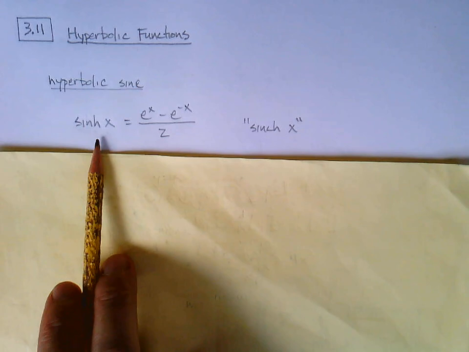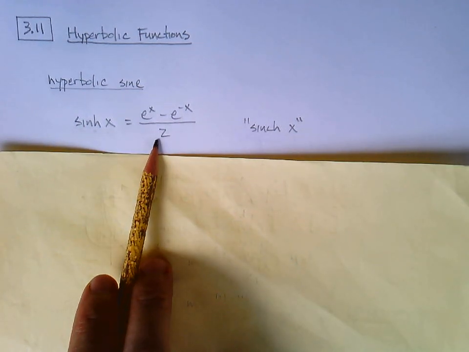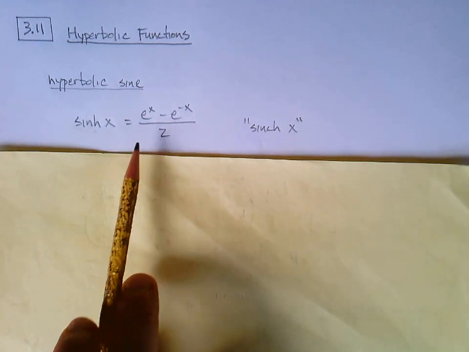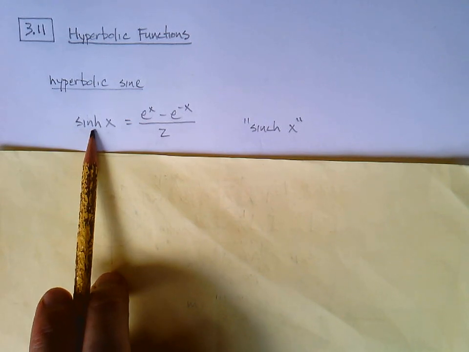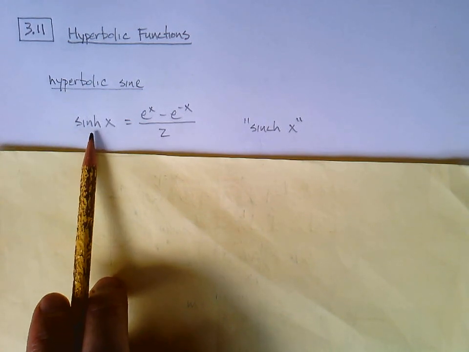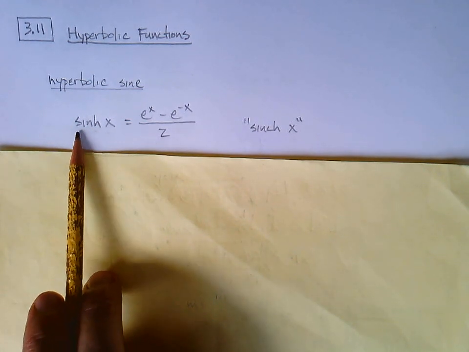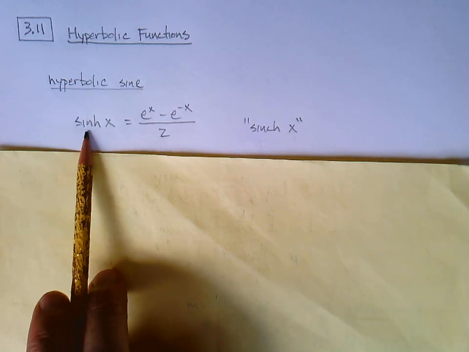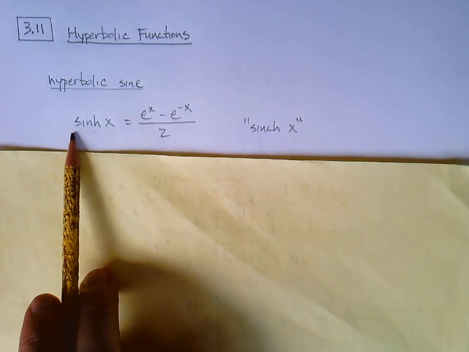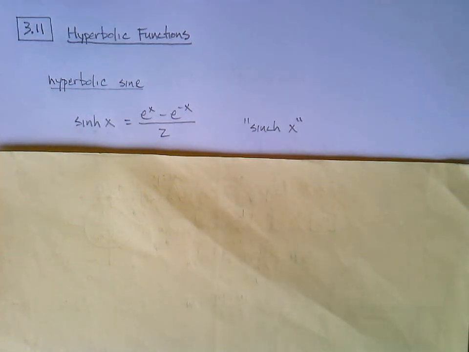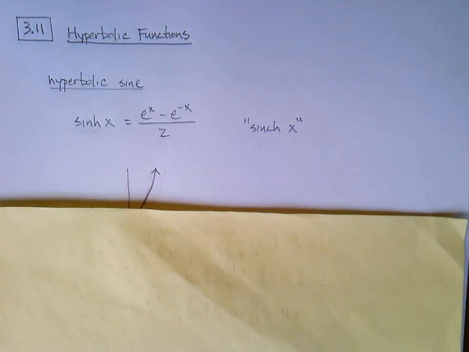So that's hyperbolic sine of x, e to the x minus e to the negative x all over 2. Usually people don't say the formal name hyperbolic sine of x. Usually they just read those letters, and in this case people read that as sinh x, or the sinh of x. And I'll show you a quick picture.